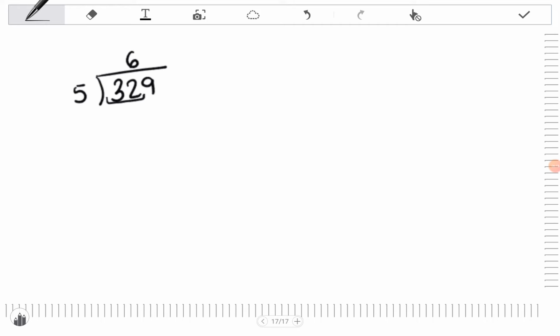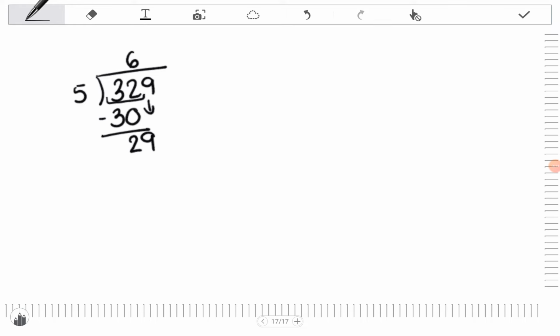And 5 times 6 is 30, and 5 times 7 is 35. It's already over the limit. So I would have to say 6. Now I have to multiply 6 times 5, which is 30. We subtract, 32 minus 30 is 2. Do you remember the next step? Yes, we need to bring down number 9. And now we have a 29 right here on the bottom.